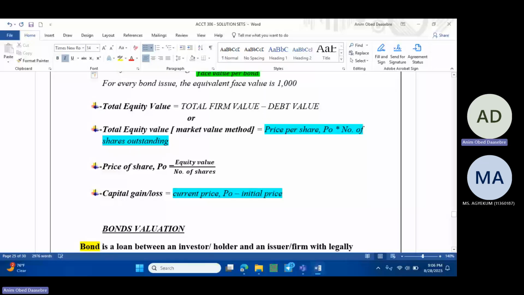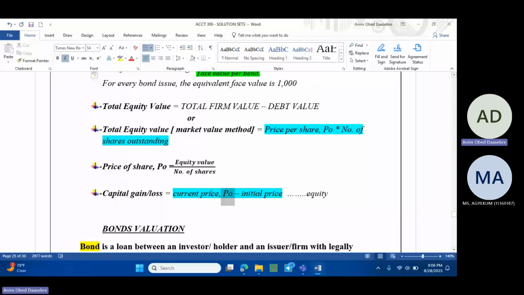Usually for what? Shares or equity. From the what? The firm value. From the total firm value. They can ask you to find the capital gain or loss on the equity, the shares of what? Equity, or the share values of the firm, right? To get that capital gain or loss, you find the difference between the current price and the initial price.